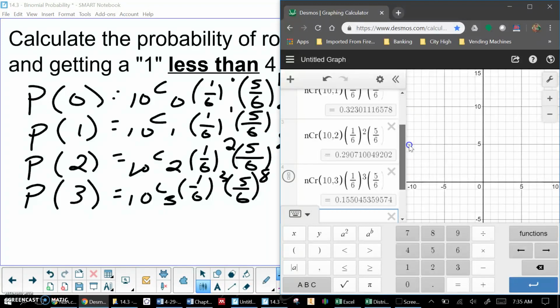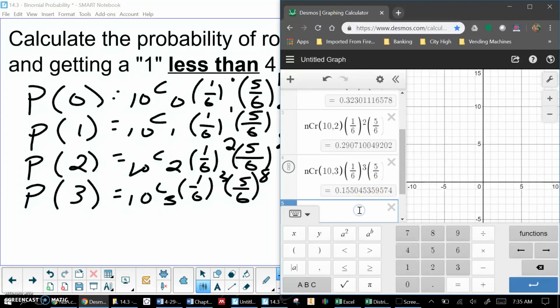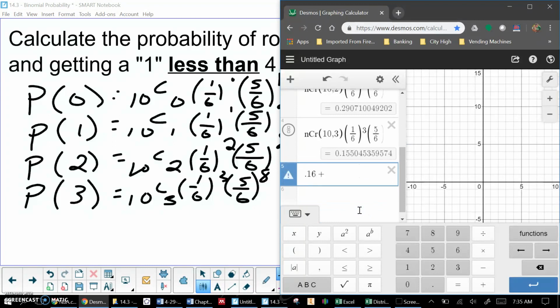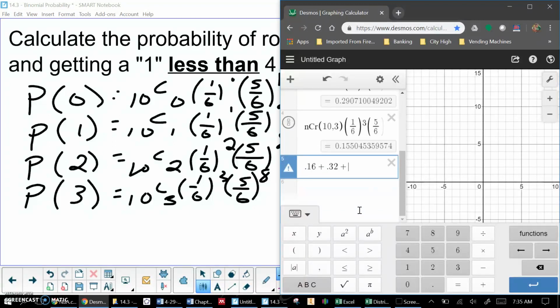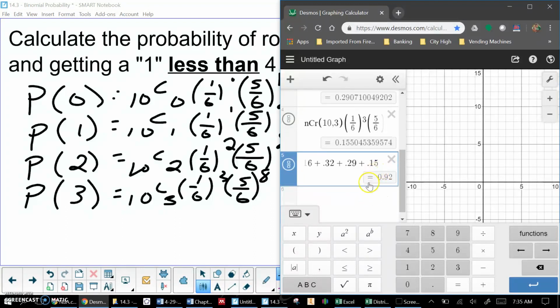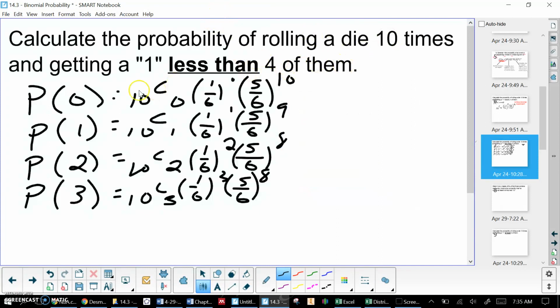So 0.16 plus 0.32 plus 0.29 plus 0.15, and we get about a 0.92 chance, or 92% chance, that if we roll a dice 10 times, we'll get a 1 less than 4 times. And that makes sense when you think about it, because getting a 1 will happen about 1 out of every 6 times. So the chance that it happens 4 out of 10, or almost half of the time, is going to be very, very low. But it does happen.